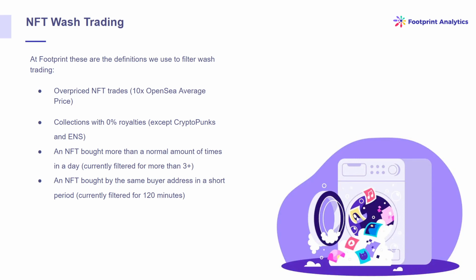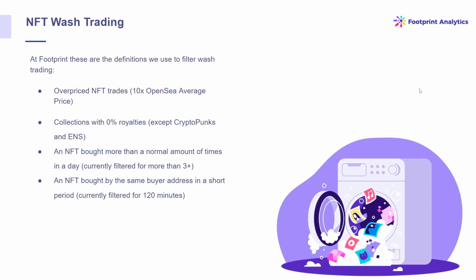First one, overpriced NFT trades, 10 times the OpenSea average price. Collections with 0% royalties. These guys want to make as much money as possible, so royalties kind of hinder that, and we see a lot of wash trading on 0% royalty collections. Also, an NFT that's been bought more than a normal amount of times in a short period, say 2 hours, or bought or sold more than 3 times in a day. That's kind of unusual for NFTs.